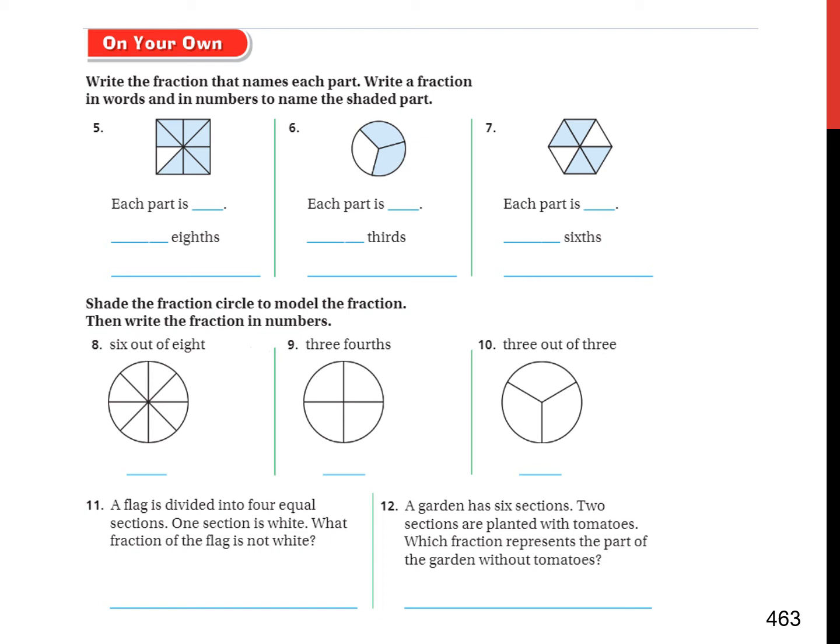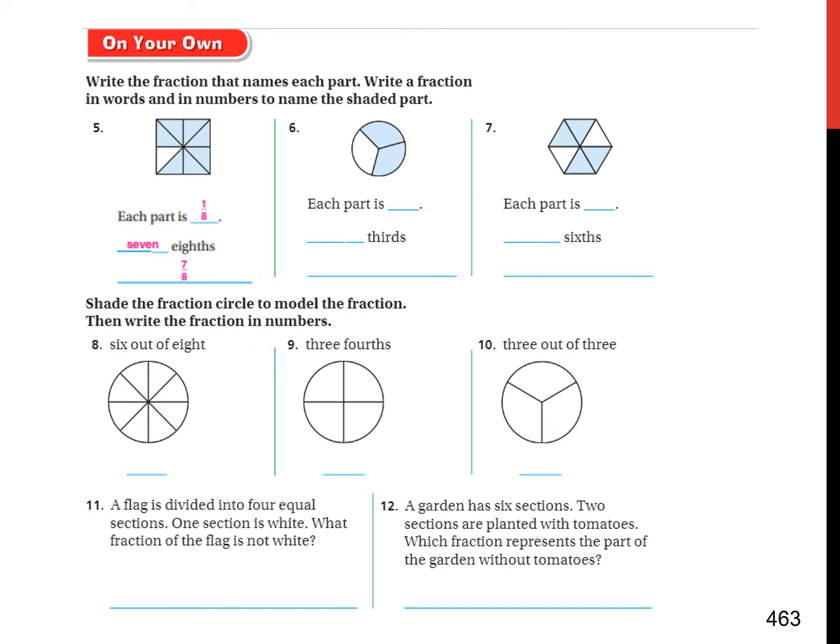Question 5. The shape is divided into 8 equal parts. Each part is 1 out of 8. The shaded part is 7/8. So the fraction is 7 out of 8. 7 is the shaded part. It is the numerator, and 8 we write down because it is the denominator.